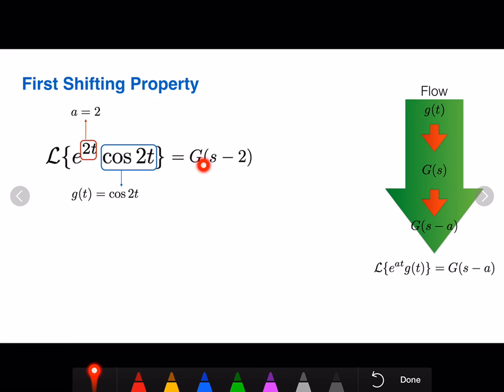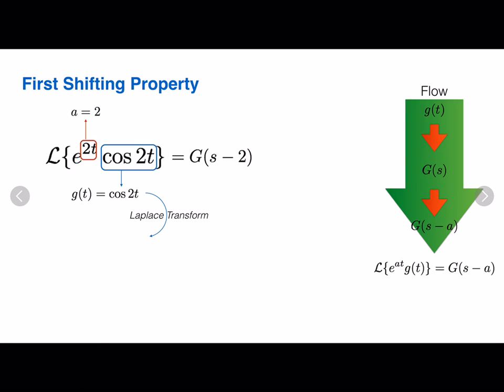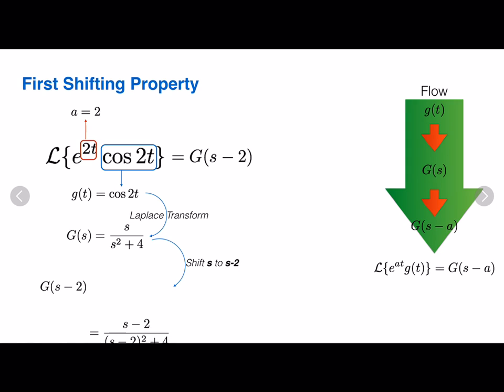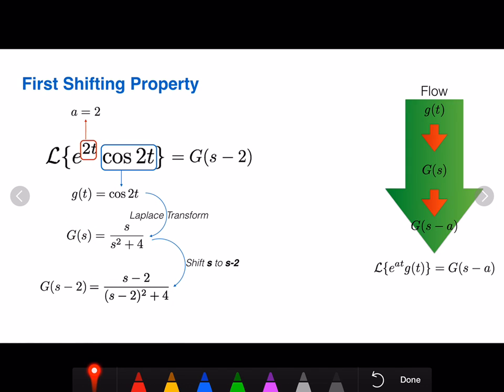Once I have this one, I can just write the form like this. So what I do next, once I get the g(t), this is the first starting flow, I just Laplace transform to get the G(s). Once I get the G(s), I continue to shift the answer from s to s minus 2. What does that mean, from s to s minus 2? It means that every s here, you shift to s minus 2. The same thing goes for this one, you get s minus 2. Then you substitute to this and you get the final answer for the Laplace transform.